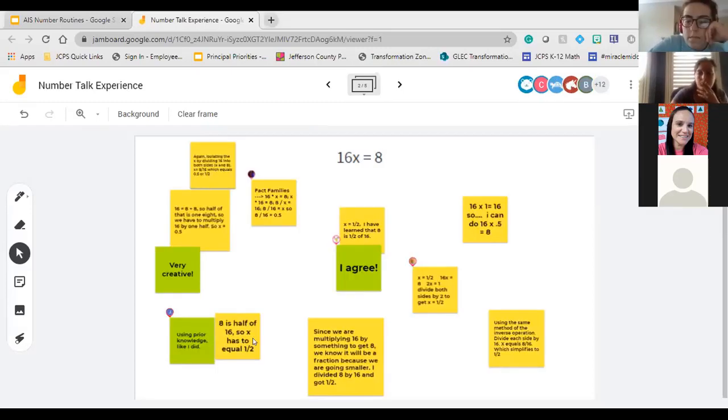So on this one, excellent. Look at these. I love the use of the fact families. This is one that your students will use. They are very familiar with their fact families. So tell me, how does this connect to some of the strategies that others have used?